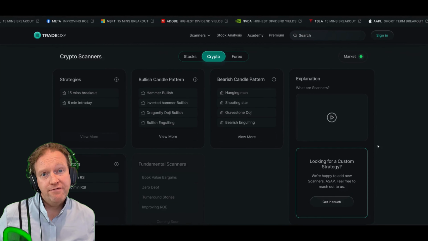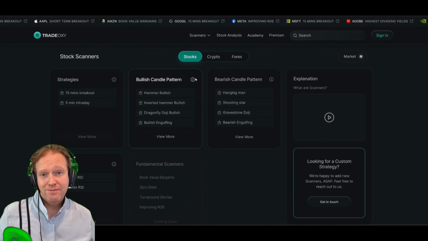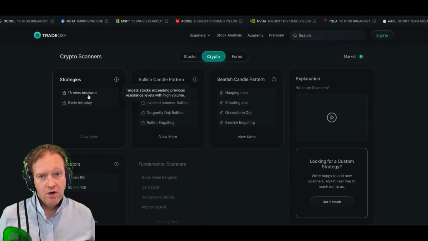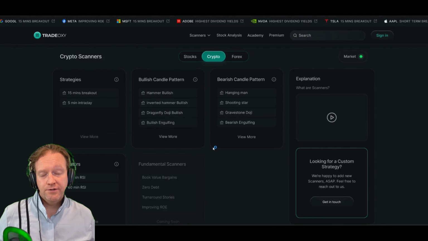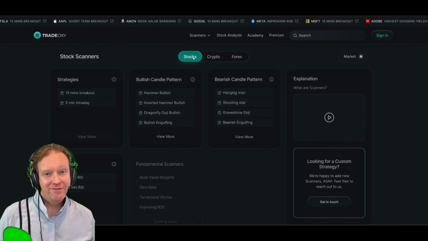With the TradeOxy platform, you're able to identify the Hanging Man Candlestick chart pattern at scale across multiple different asset classes. We track US stocks, cryptocurrencies, and foreign exchange, and you can identify this pattern across all of them.